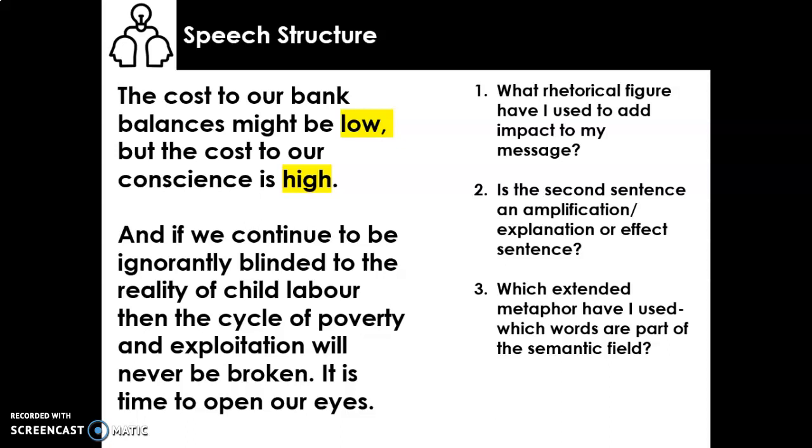The cost to our bank balances might be low, but the cost to our conscience is high. And if we continue to be ignorantly blinded to the reality of child labour, then the cycle of poverty and exploitation will never be broken. It is time to open our eyes.